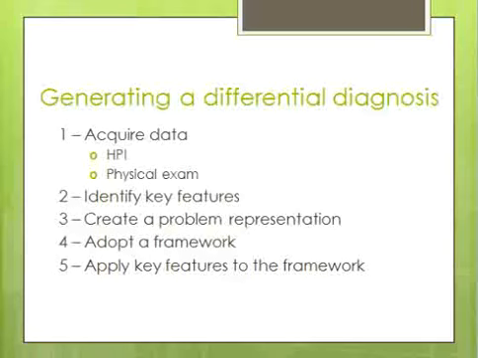So here are the basic steps to generating a differential diagnosis list. So we first need to acquire the data, so our HPI, our general history, looking through their chart, the actual physical exam, and then you need to be able to pull what's most important from all of that. You get so many numbers and so much information, and a lot of it doesn't end up really mattering, right? So being able to pull out those key features, and then from that, creating a problem representation, like a statement that basically summarizes what is going on, and then adopting some form of a framework to help you reason through what the most likely cause of what's going on is.